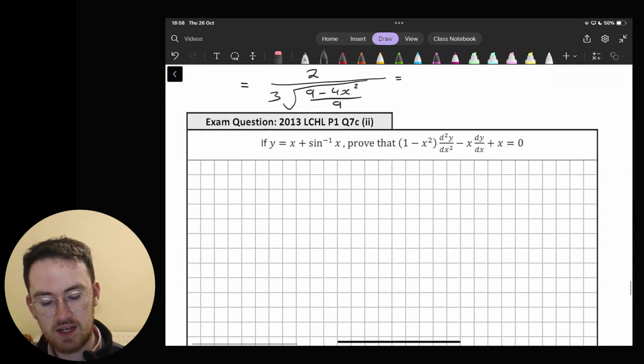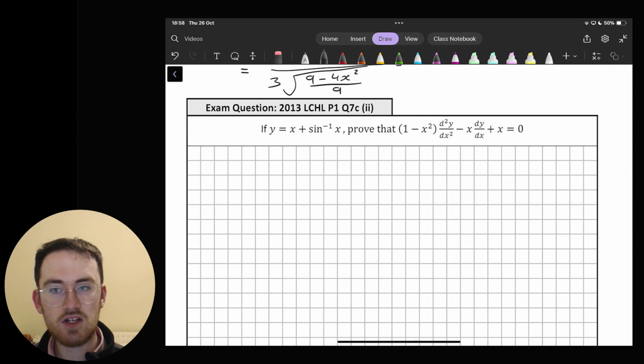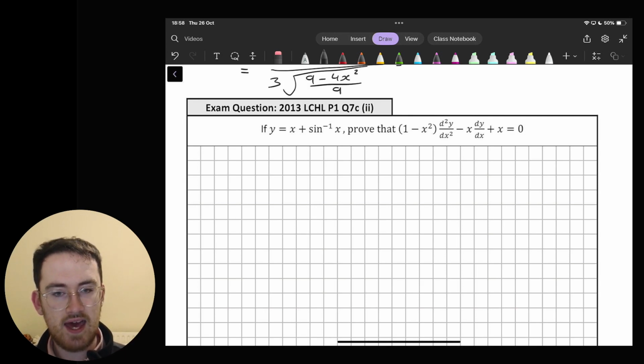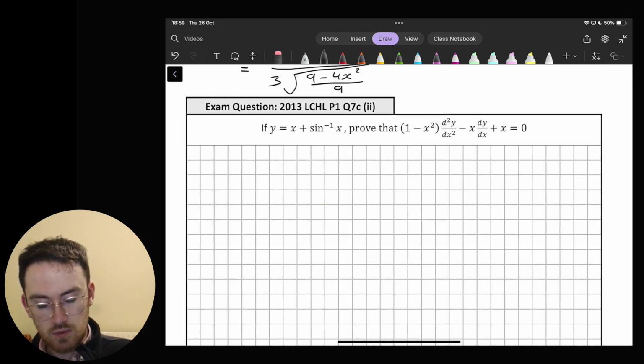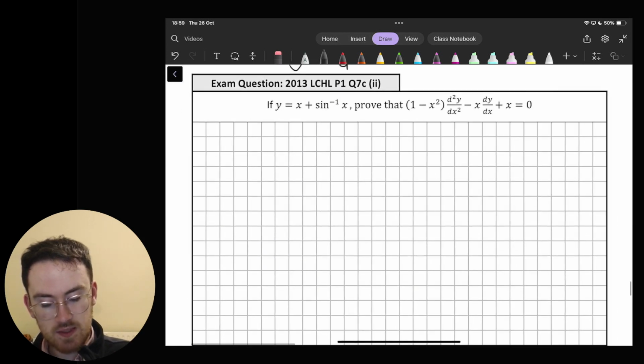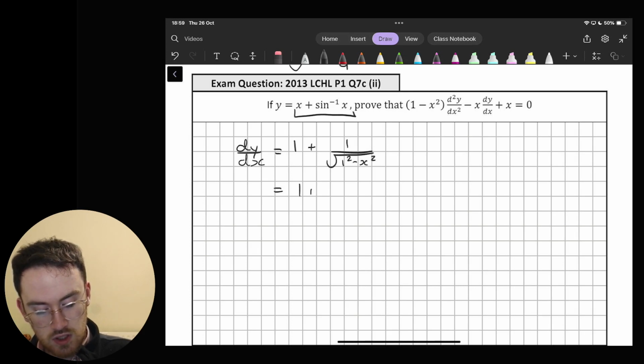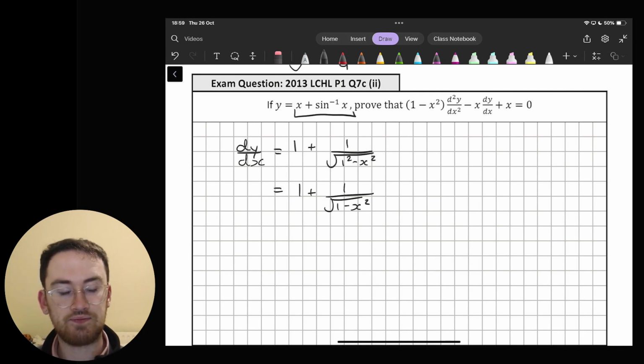So as we'll see now, in this next example, the 2013 question: if y is equal to x plus sine inverse x, prove this differential equation. So we have y, it's an expression, and we know that for an expression like this we differentiate in turn. So dy/dx, x differentiates to 1, sine inverse of x goes to 1 over the square root of 1 squared minus x squared, so 1 plus 1 over root 1 minus x squared.